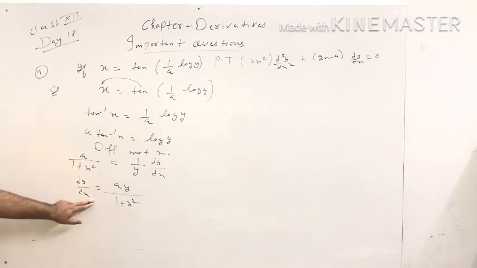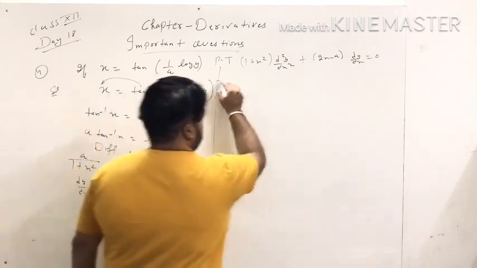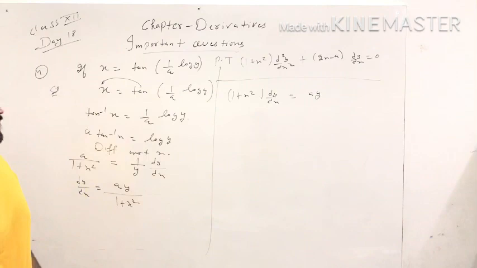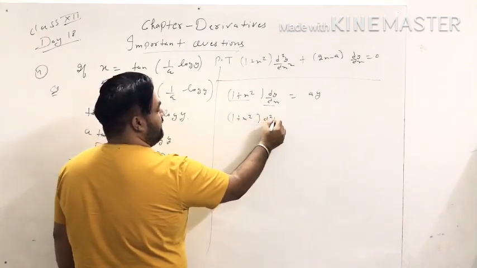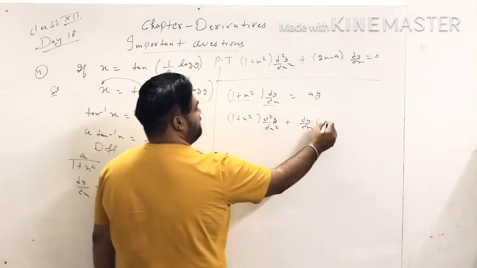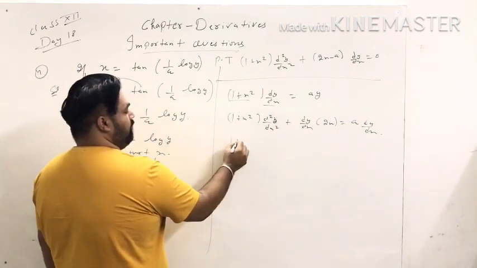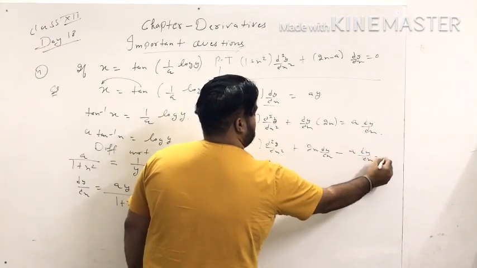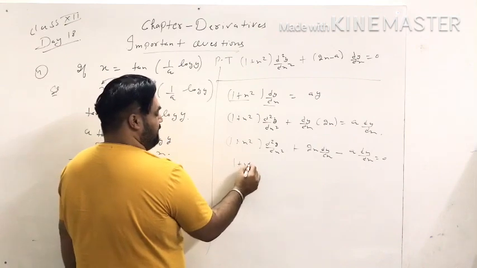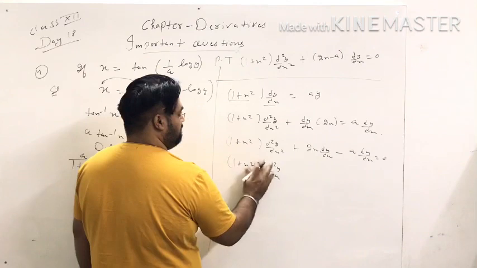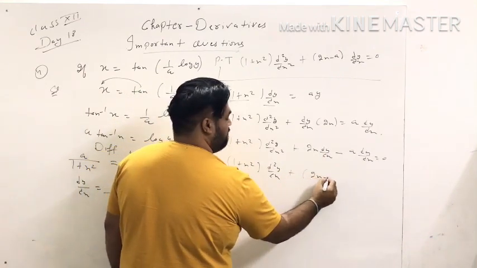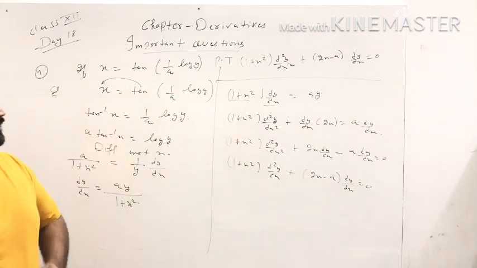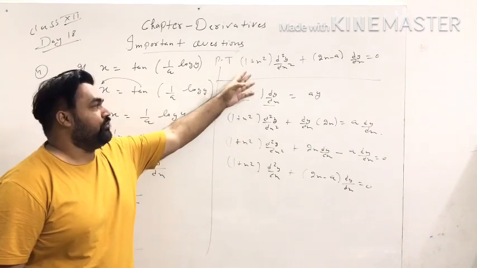Now shift this denominator to the left side. So this becomes 1 plus x square dy by dx equals a y. Now product rule: first term into the derivative of second term, plus second term into the derivative of first term, equals a dy by dx. So 1 plus x square d square y upon dx square plus 2x dy by dx minus a dy by dx equals 0. Shift this term to the left side. So now the final answer: we take dy by dx as common from these two terms. So this is the final result of this question. Hence we proved the given equation equals 0.